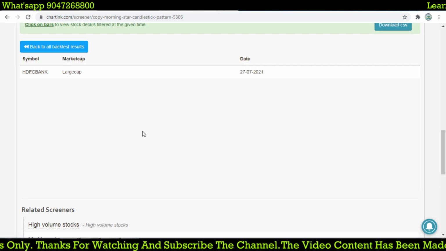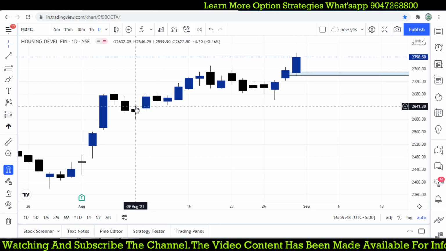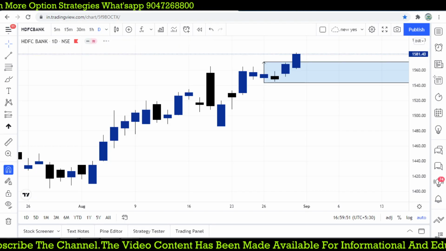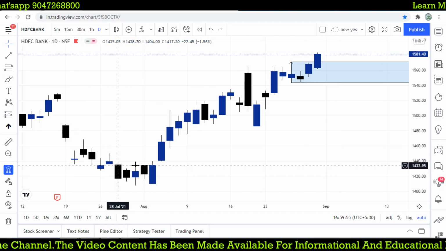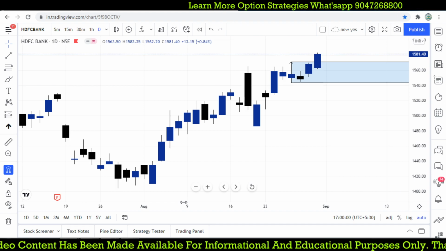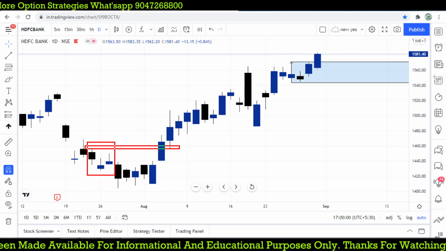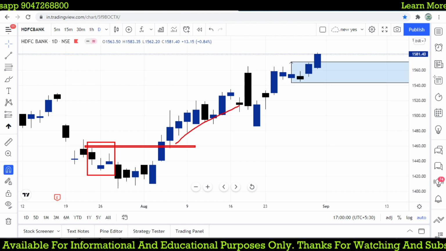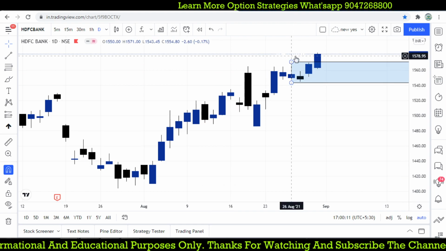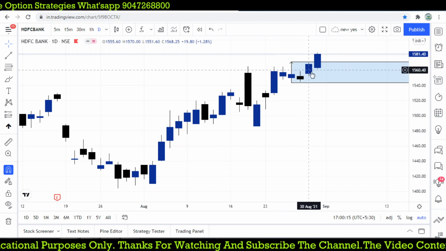And this one happened on July 27, HDFC Bank. HDFC Bank on 27/7, here we got it. The pattern forms, and there is a breakout level, and it breaks. And recently we are finding the shooting star or inverted hammer, and also the dark cloud pattern.